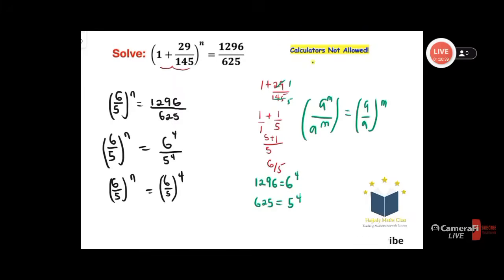In addition to this, there's another rule that says that if a to the power of b equals a to the power of c, then we can have b equal to c. So finally, n equals 4.